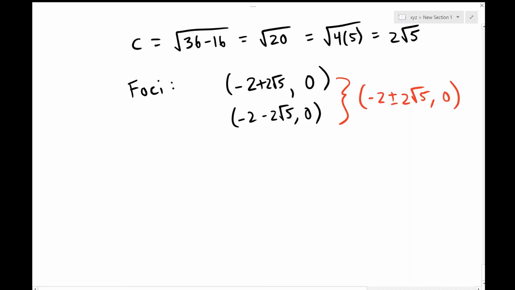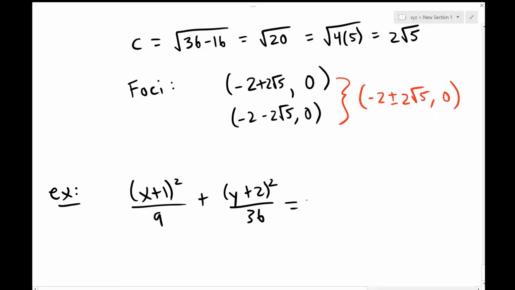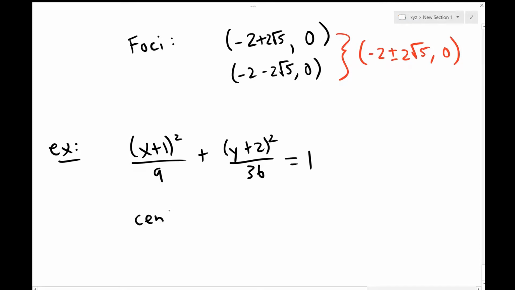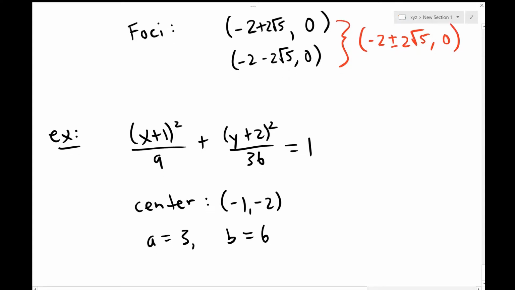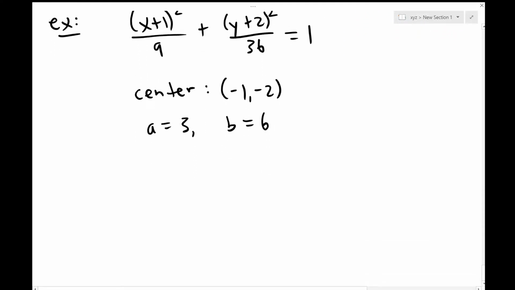And so let's try one more example of just working with a basic equation of an ellipse. If we have (x plus 1) squared over 9 plus (y plus 2) squared over 36 is equal to 1. Well, again, the first thing we need to do is to identify the center. So in this case, our center is at -1, -2. A in this case will be 3, and B will be 6. Hopefully it's easy to see how I'm getting those numbers at this point.